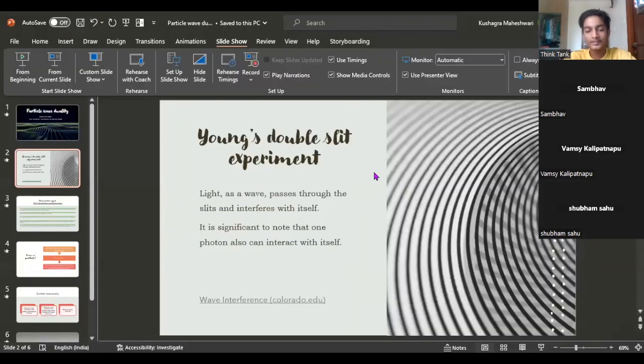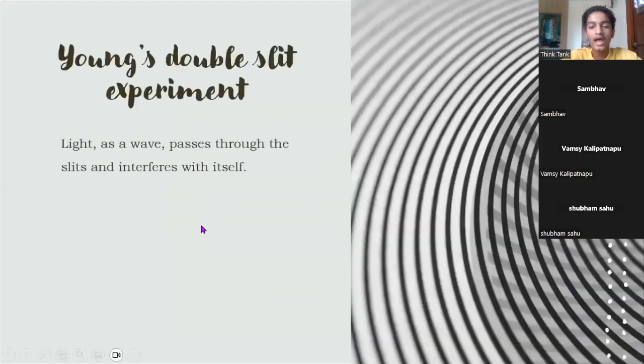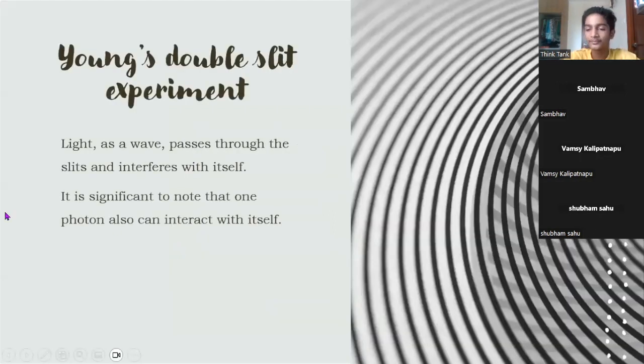So, there's this experiment that was conducted in the 19th century that proved that light is a wave. What they did was make light pass through a very small hole, right? And what happened was interference took place. And interference only takes place in waves.